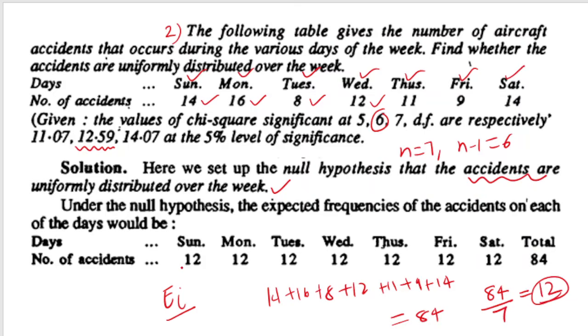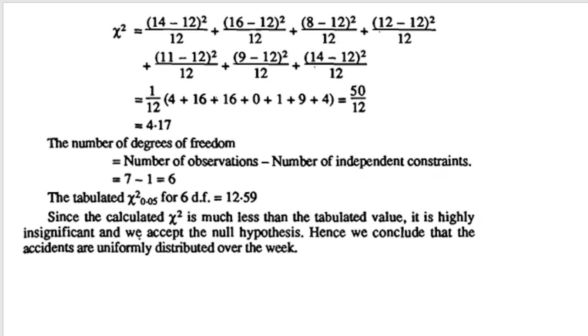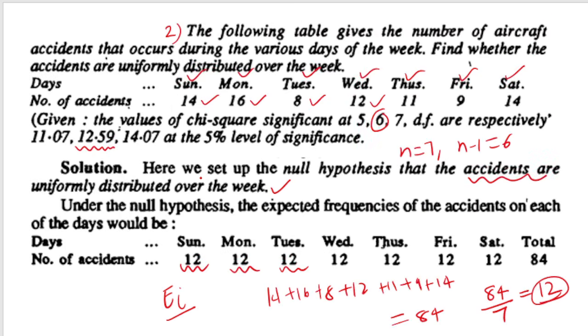So theoretically on Sunday 12, on Monday 12, on Tuesday 12, and so on, this number of accidents should occur. So how will we calculate the chi-square? Either we can create a table, or since we have just 7 observations, we can calculate directly. What is the formula of chi-square? The formula is the summation of observed frequency OI minus expected frequency EI, squared, divided by EI. EI is 12 in all the cases, and the observed frequencies are like 14.